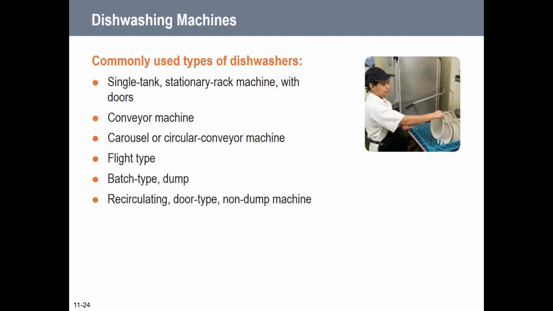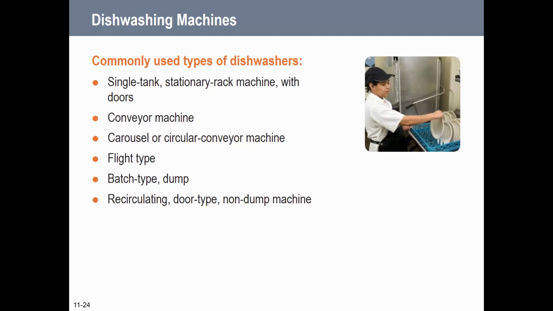There are a couple different kinds of dishwashing machines as well to know. There's single tank, stationary rack machines that have doors. You also have conveyor, where it goes through like a conveyor belt, another kind of carousel or circular conveyor machine, flight type, batch type, and recirculating door types. So there's lots of different kinds.